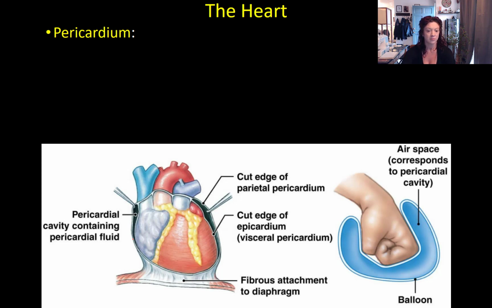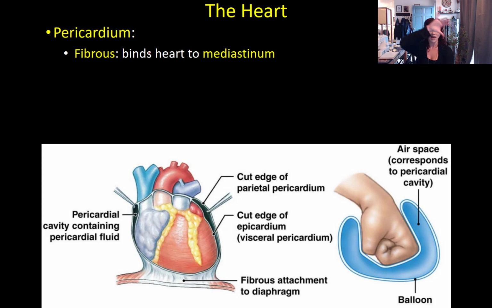Now, the heart has some supportive tissue and layering you need to know about. There's the pericardium, which hopefully rings a bell from early in the semester. The pericardium is that space around the heart. It's the fibrous casing. It binds the heart to the mediastinum. The mediastinum is the area that surrounds the heart and the thymus and some other structures and separates them from the lungs. Okay? And it's bound to, in part, the diaphragm, right down here.